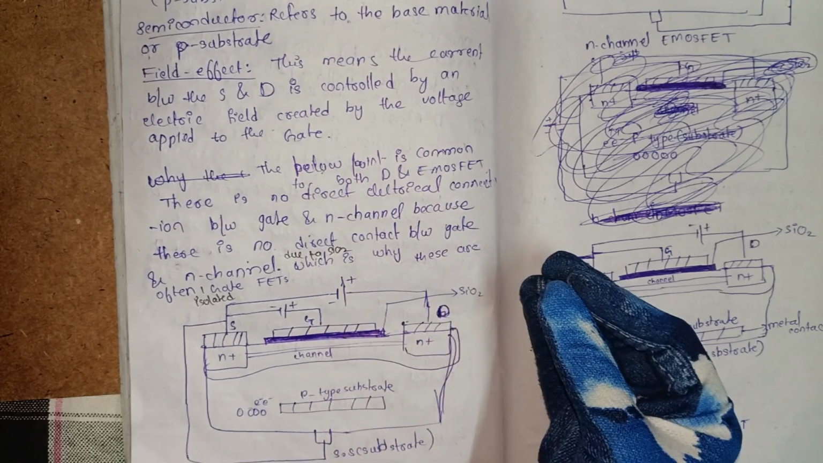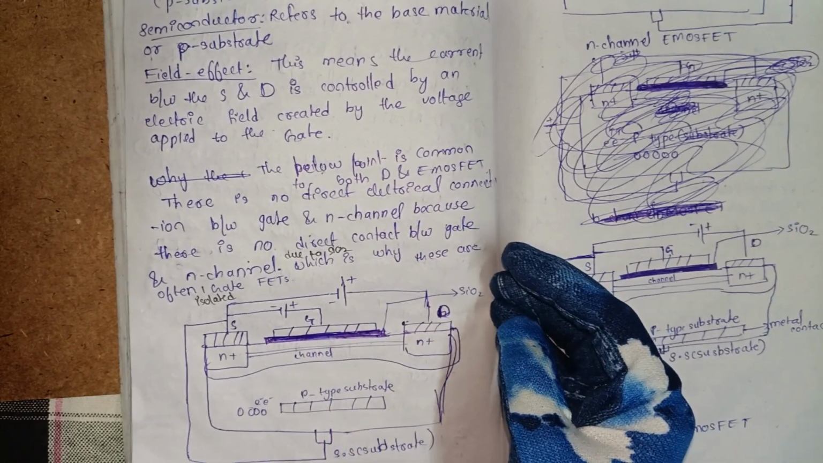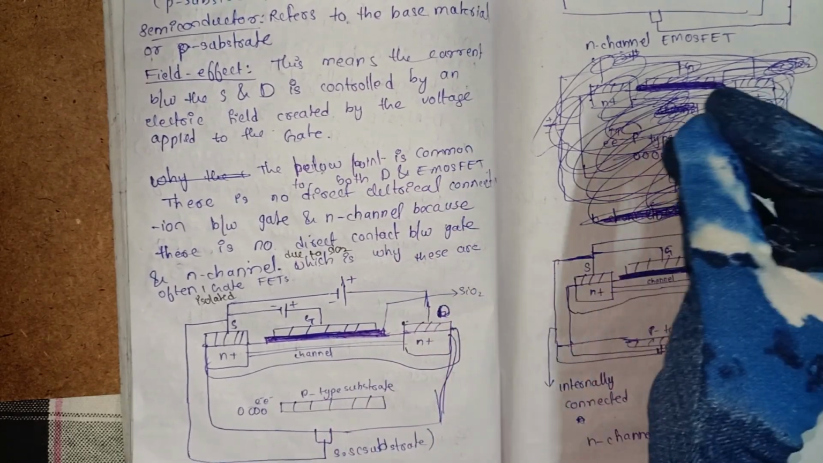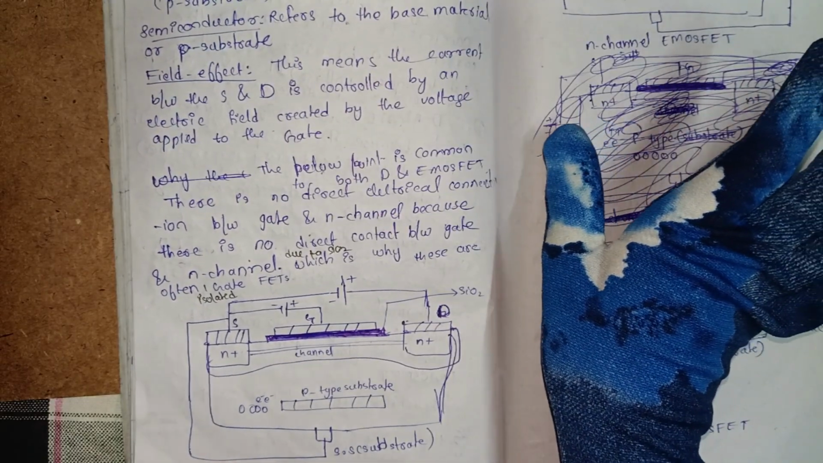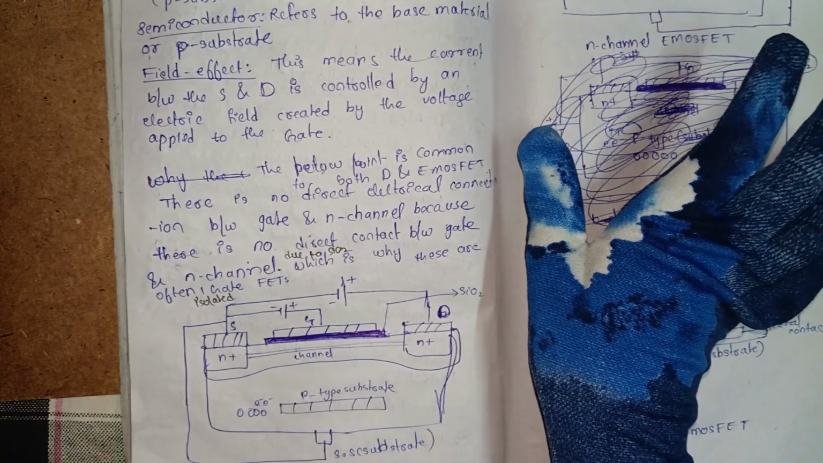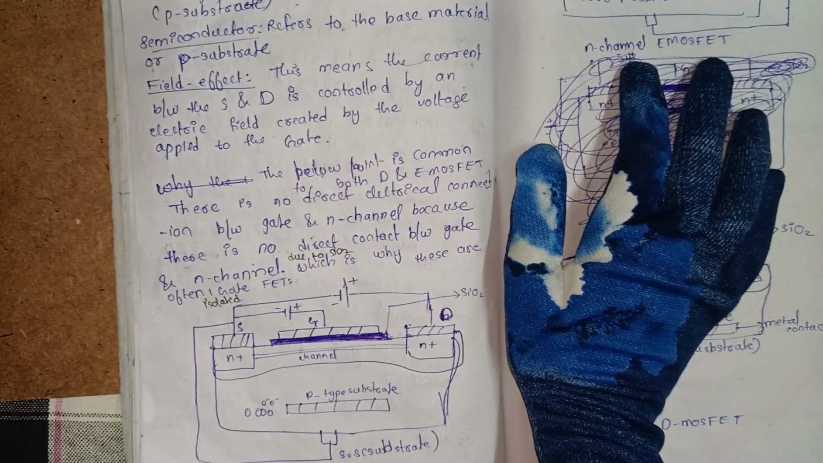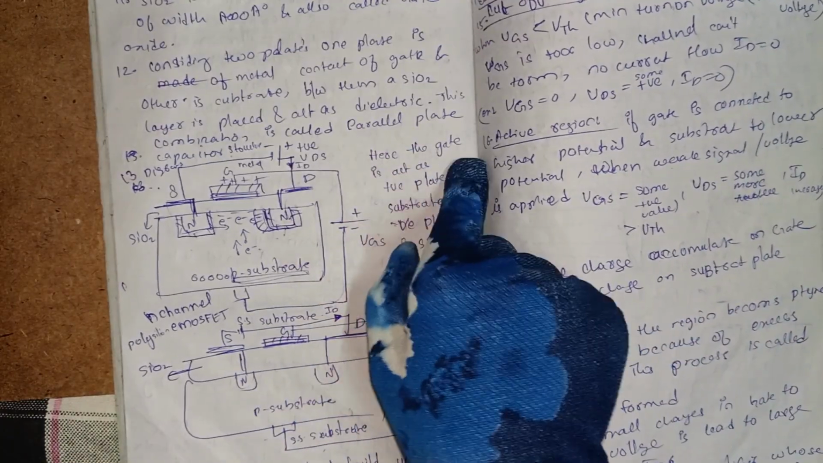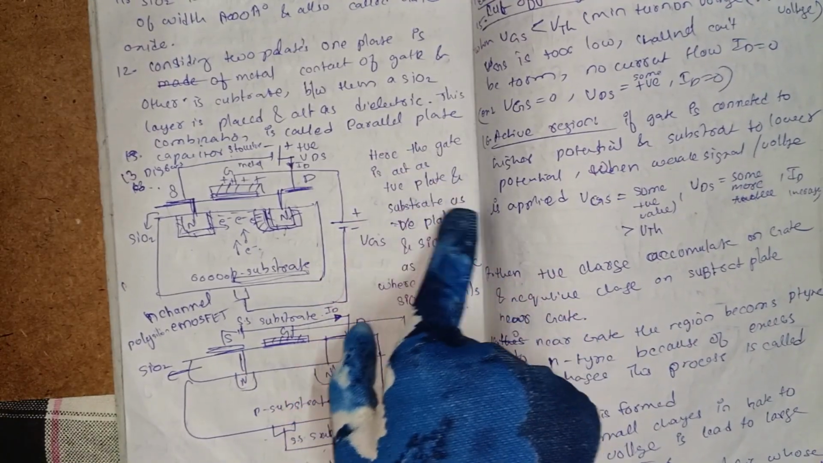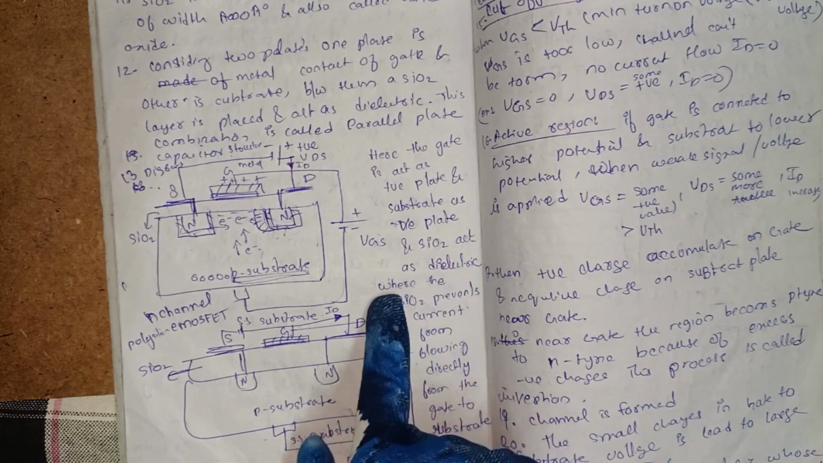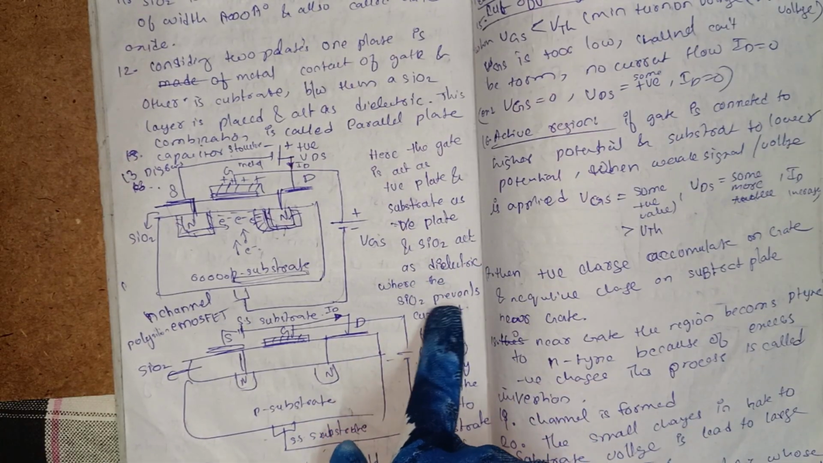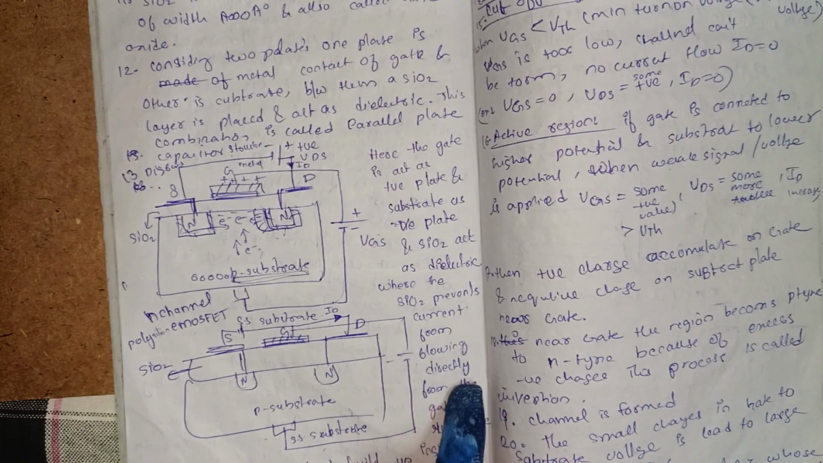So in this structure we obtain a parallel plate capacitor structure. Here the gate acts as a positive plate, the substrate acts as a negative plate, and the silicon dioxide acts as a dielectric, where the silicon dioxide prevents current from flowing directly from the gate to the substrate.